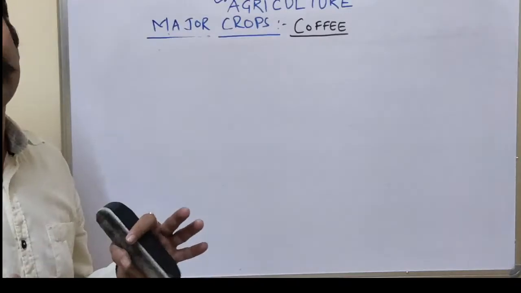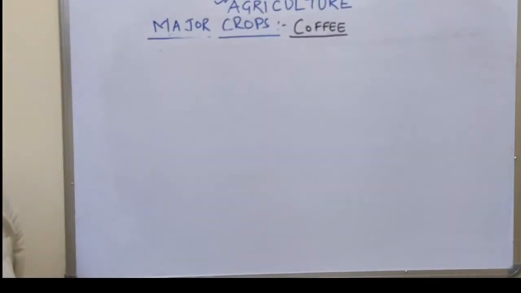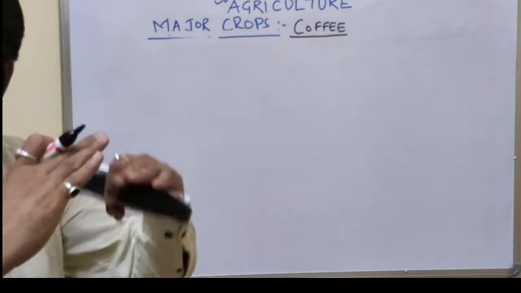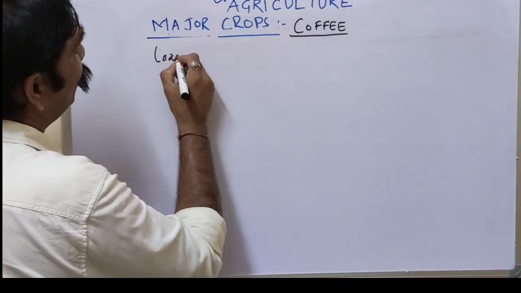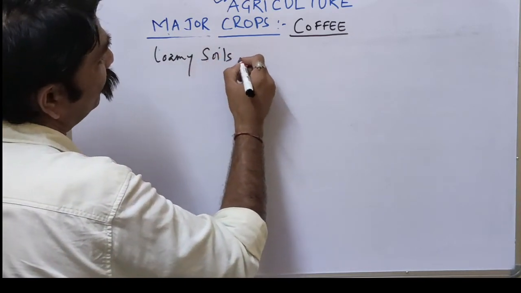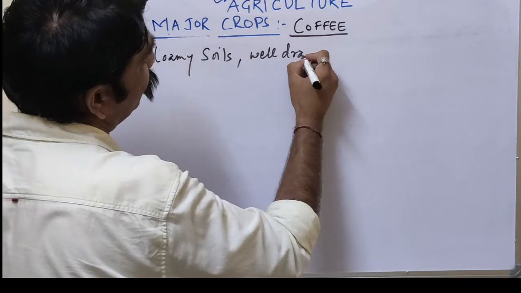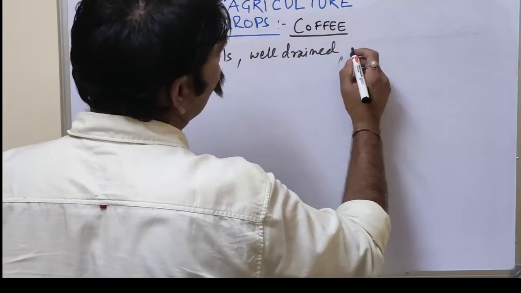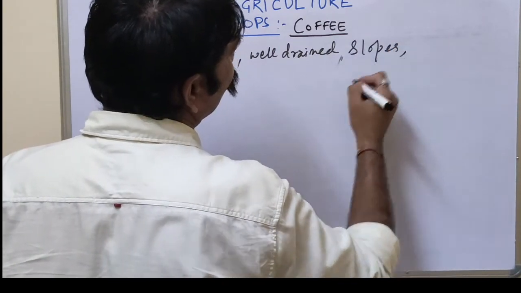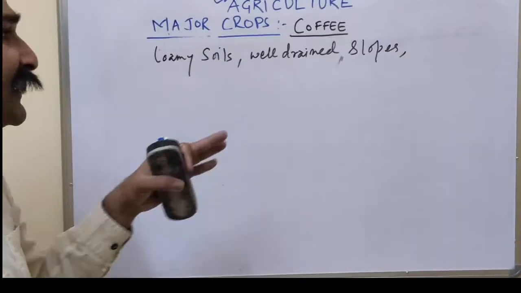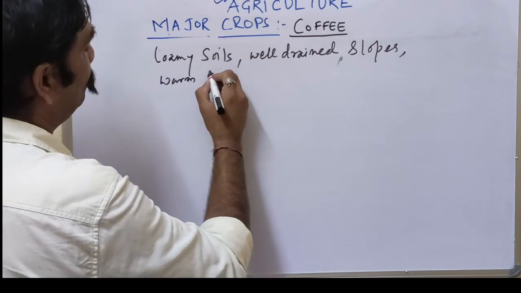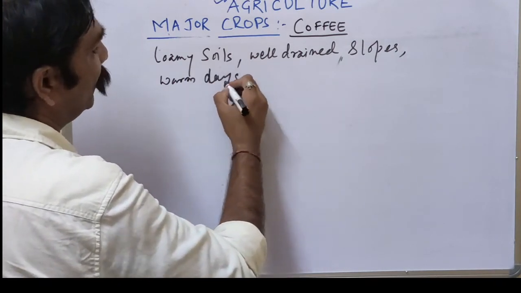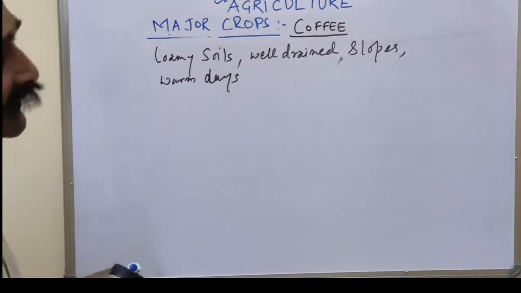Next one is coffee. So now coffee is again a tropical crop, but it requires well-drained slopy areas. Okay, well-drained slopy areas with loamy soils. Fine, and it requires warm days and wet climate.